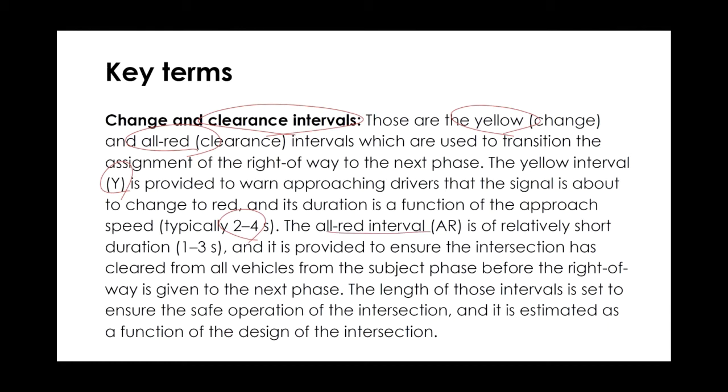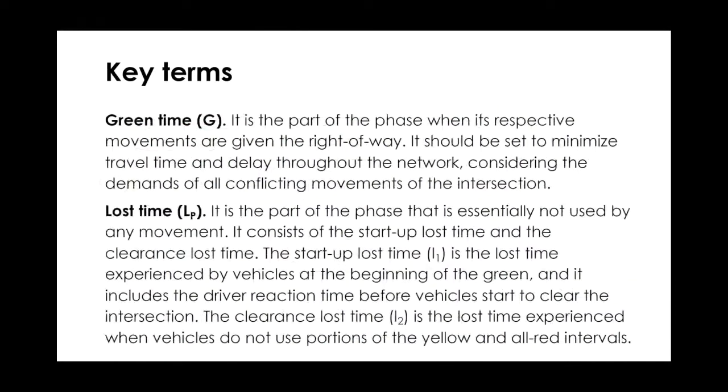The all red interval is relatively short. It's usually 1 second. If the intersection is very big, it goes to 2 or 3 seconds. And usually the reason we provide the all red interval is to ensure the intersection is cleared of all the vehicles that are going through the intersection before the right of way changes. The length of all these intervals is set to ensure we have a safe operation at the intersection. We want to avoid crashes, right? So that's why we have yellow and all red intervals.